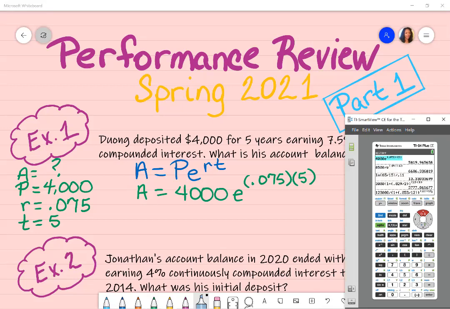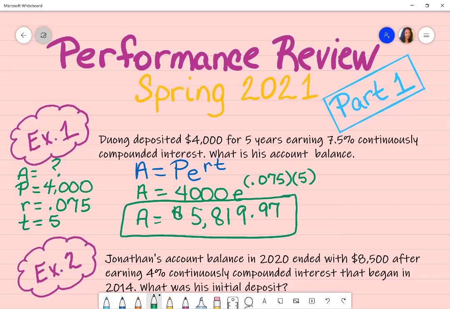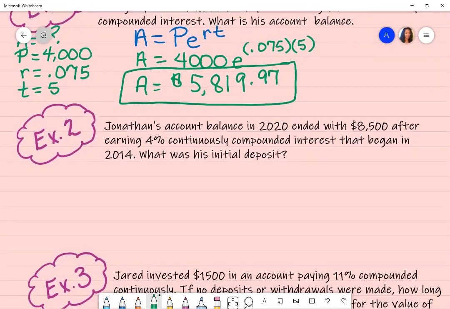So I've highlighted, for the sake of time, how you would put it in a calculator, and then this is the answer. $5,819.97, because we're talking about money, is what the account balance is. So as we're talking about money, $5,819.97. Even though you have more decimals, you want to make it look like money. So that's why we rounded it to 2 places after the decimal.